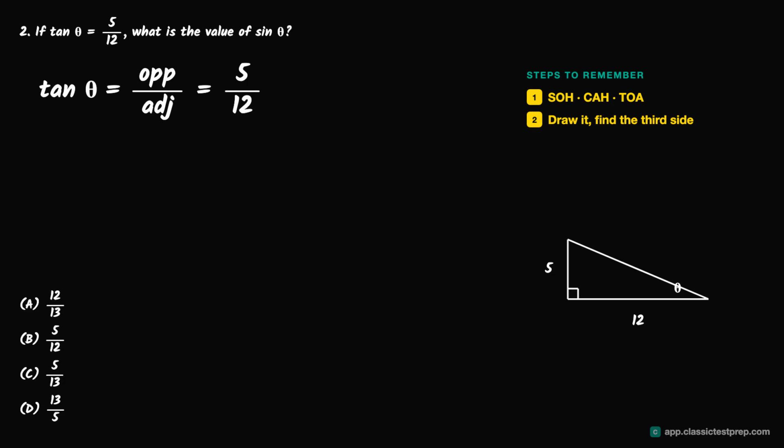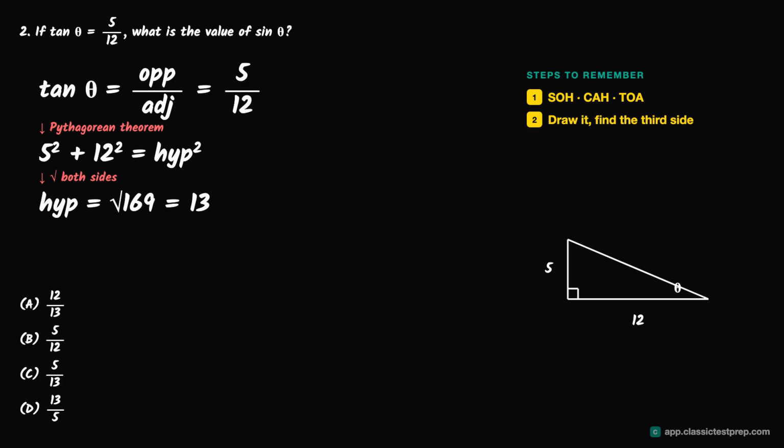Now we have to find the third side, and we're going to have to use the Pythagorean theorem. So 5 squared plus 12 squared equals the hypotenuse squared, right? That comes out to 169. So take the square root of 169, and the square root then comes out to 13, giving us our hypotenuse of 13. Now remember, SohCahToa, sine is opposite over hypotenuse. So that's our proportion, 5 over 13. And that's answer C.